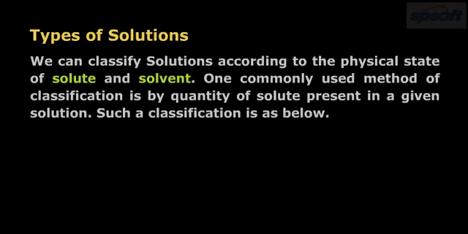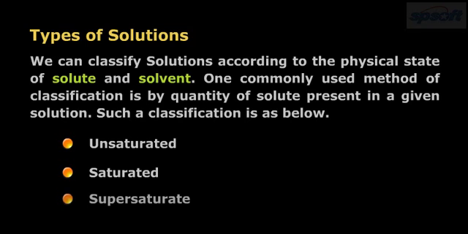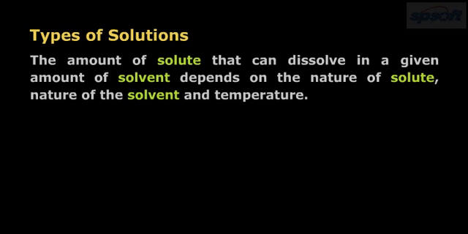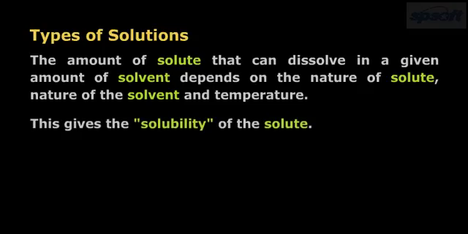Types of solutions. We can classify solutions according to the physical state of solute and solvent. One commonly used method of classification is by quantity of solute present in a given solution. Such a classification is as below: unsaturated, saturated, supersaturated. The amount of solute that can dissolve in a given amount of solvent depends on the nature of solute, nature of the solvent, and temperature. This gives the solubility of the solute.